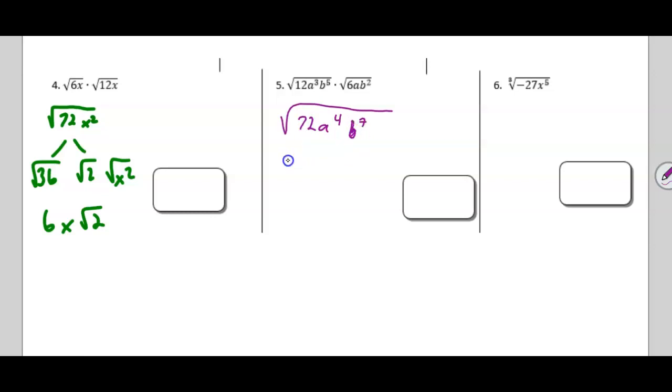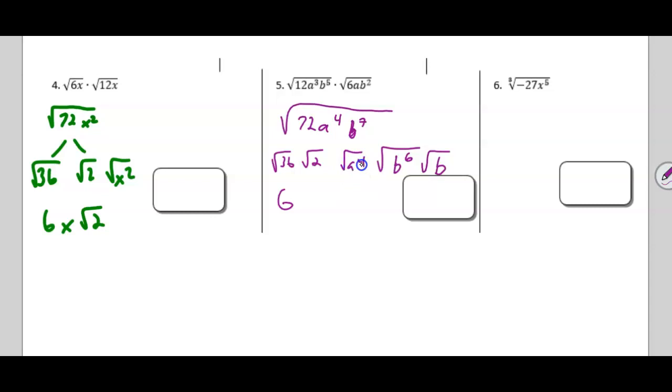So now the square root of 72 again is the square root of 36 times the square root of 2, the square root of a to the fourth, and the square root of b to the seventh. I'm going to break it apart as b to the 6, and then the square root of b, because that's 7 right there. Anyway, this is 6.